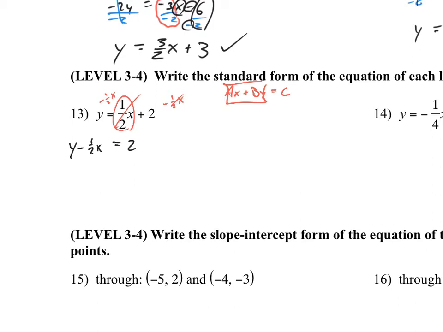And then we got to get rid of this denominator of 2. So let's multiply everything on this side by 2 and everything on this side by 2. So this would be 2y minus 2 times a half just gives you 1x, which is what we were going for all along. And on this side, 4. Great, done.